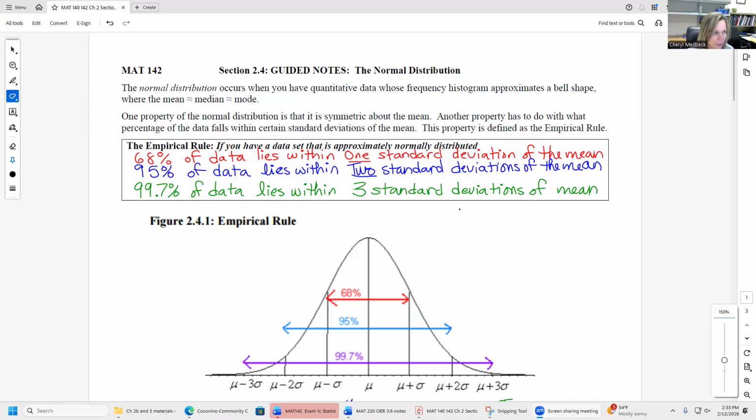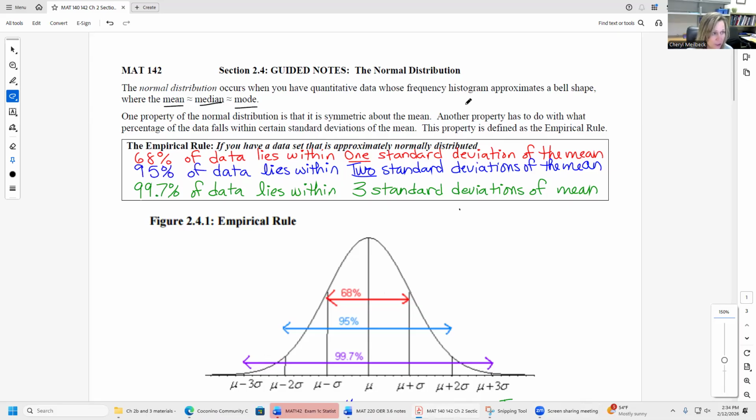Here you can see our guided notes for section 2.4. They are on the normal distribution. I'm going to read it. The normal distribution occurs when you have quantitative data whose frequency histogram approximates a bell shape, like what we see down here. And when it approximates a bell shape, the mean equals the median equals the mode. One property of the normal distribution is that it is symmetric about the mean.